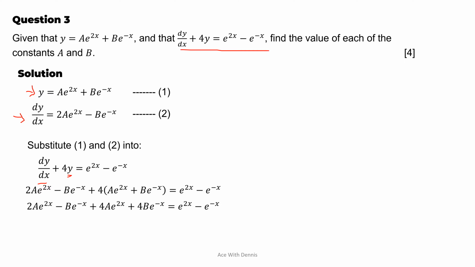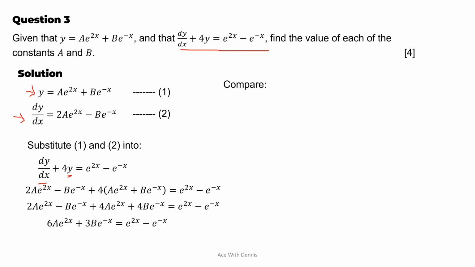Right, then we expand the bracket, we get 2ae^(2x) minus be^(-x) plus 4ae^(2x) plus 4be^(-x) equals e^(2x) minus e^(-x). We further simplify, we get 6ae^(2x) plus 3be^(-x) equals e^(2x) minus e^(-x).